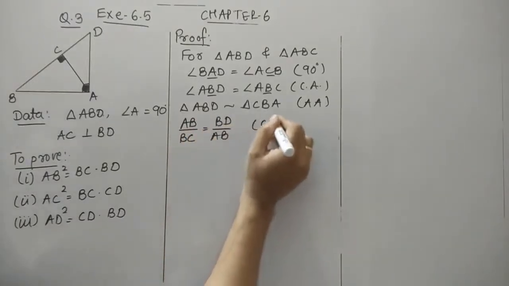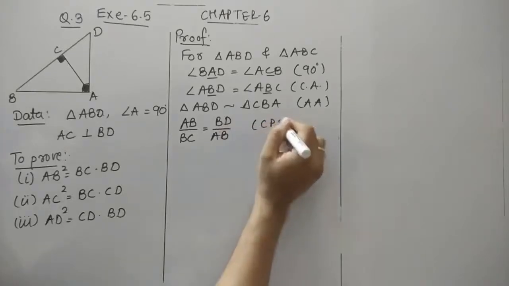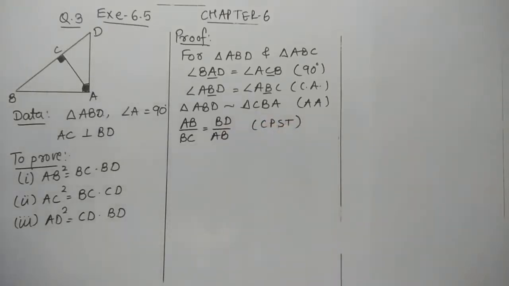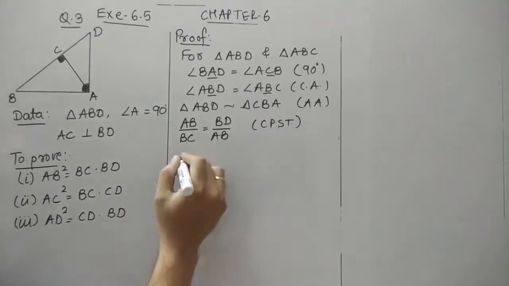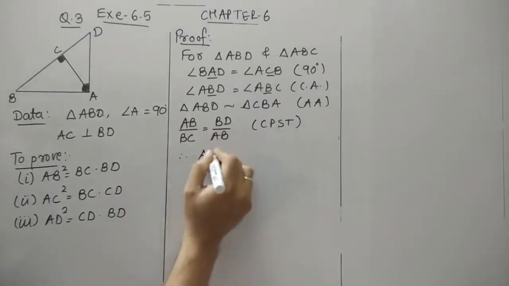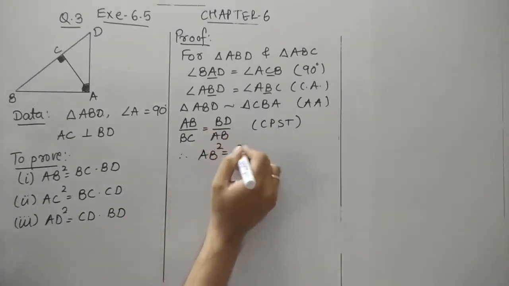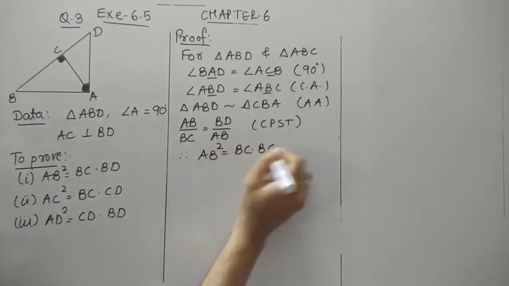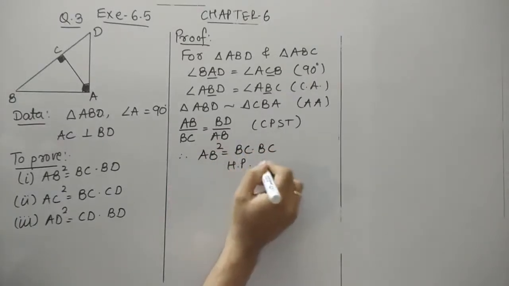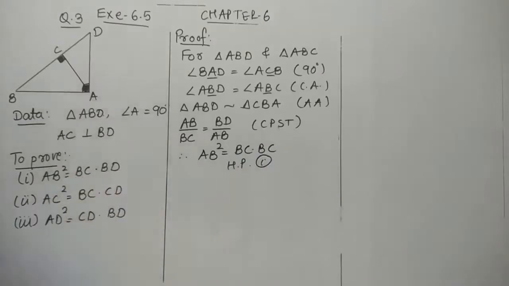I have written the corresponding parts of similar triangles, CPST. Now when I do the cross multiplication, I get AB square is equal to BD into BC. Hence you can see I have proved the first one. Now we'll prove the third, then we'll move towards the second one.